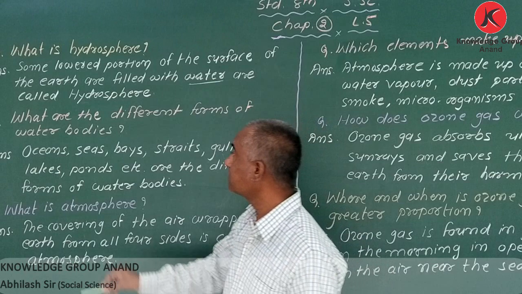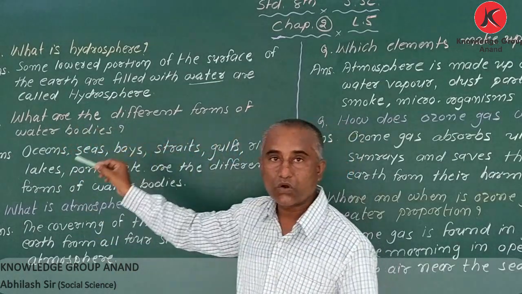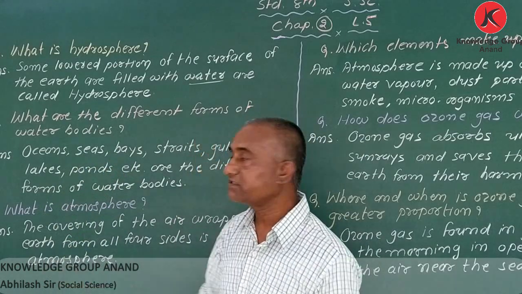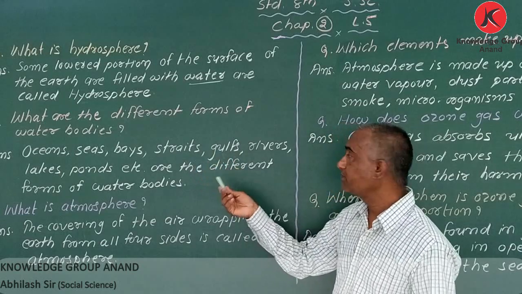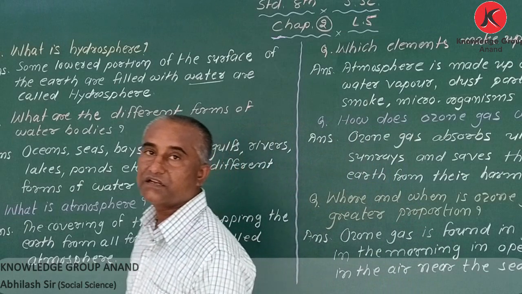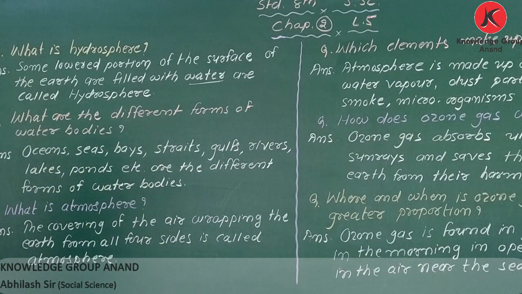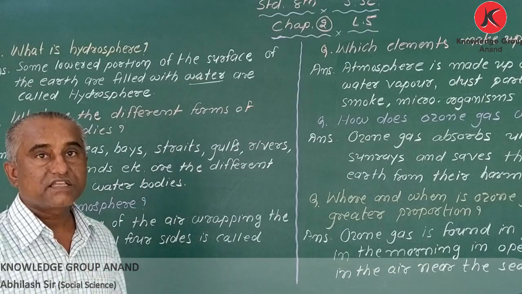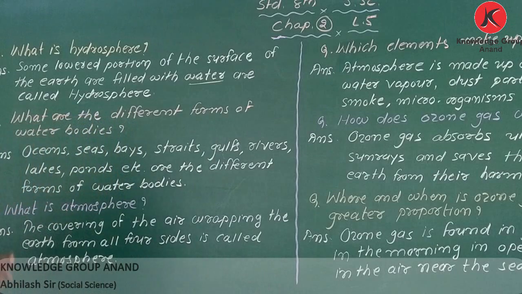Here I have given the answer. Question is, what are the different forms of water bodies? Here I have written the answer. Oceans, seas, straits, gulfs, rivers, lakes, ponds, etc. are the different forms of water bodies. Once again I repeat, oceans, seas, bays, gulfs, ponds, rivers, lakes, these are called the different forms of water bodies.